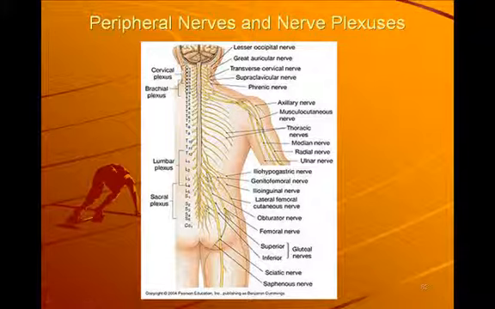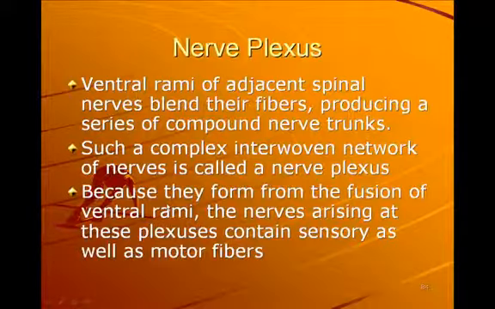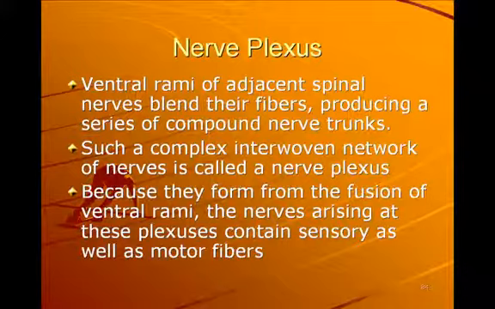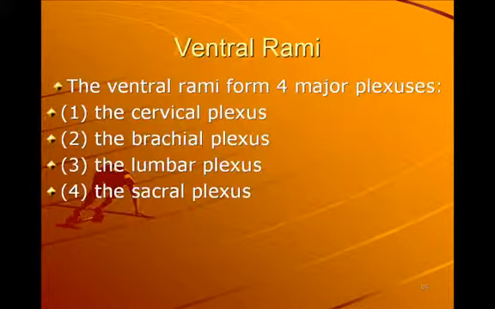Now, let me give you some examples. The major plexuses of the body, and the ones that I'm going to want you to be able to identify, are the cervical plexus, the brachial plexus, the lumbar plexus, and the sacral plexus. Again, in a nerve plexus, the ventral rami of adjacent spinal nerves blend their fibers, producing a series of compound nerve trunks. Such complex interwoven networks of nerves are called nerve plexuses. Because they form from the fusion of ventral rami, the nerves arising from these plexuses contain sensory as well as motor fibers.